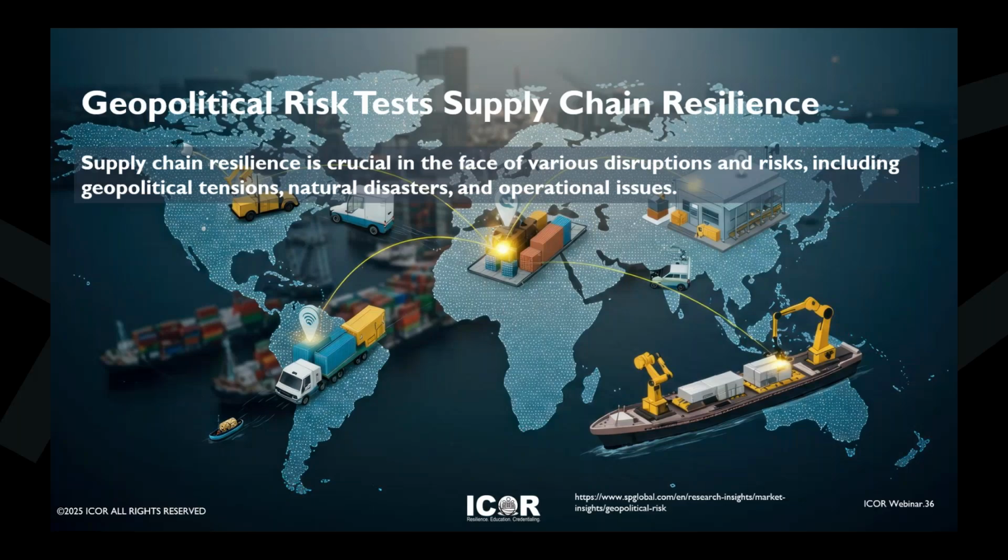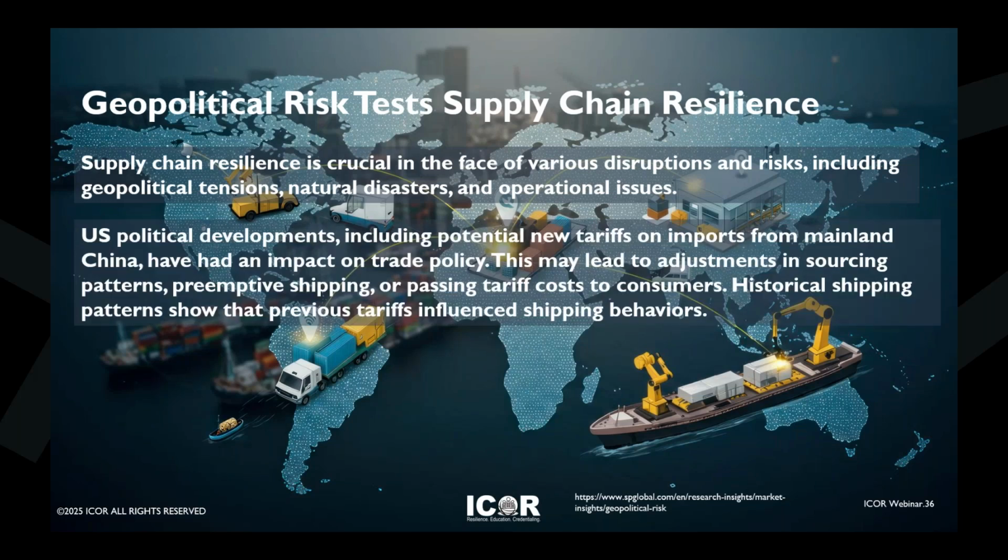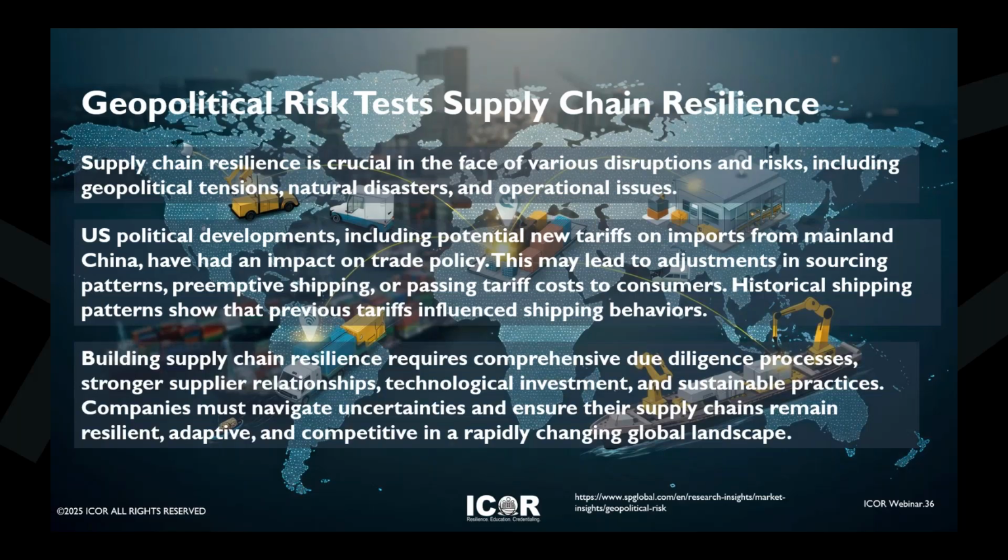So, moving on to specific areas where geopolitical risk focuses, and this is about supply chain again, where we all are dealing with supply chain issues. It isn't just geopolitical risk, but this is a newer thing that's impacting the supply chain. We've talked about the tariffs, which have impacted trade policy, and looking back historically, shipping patterns show that previous tariffs have influenced shipping behaviors. I think we could all give examples of that.